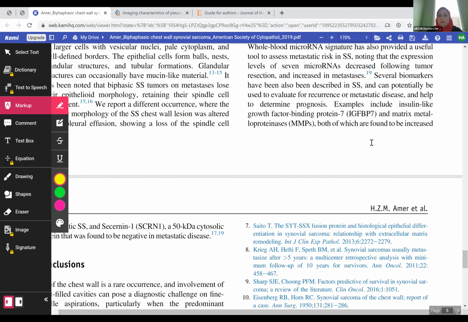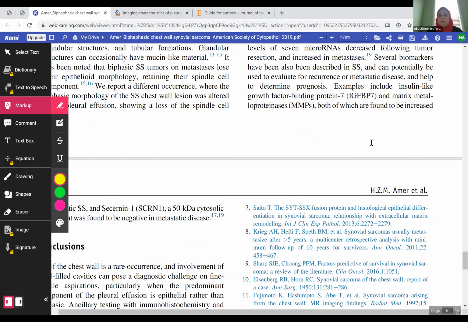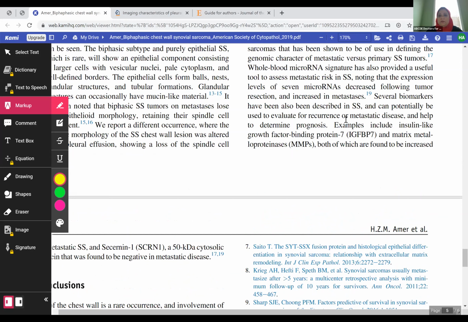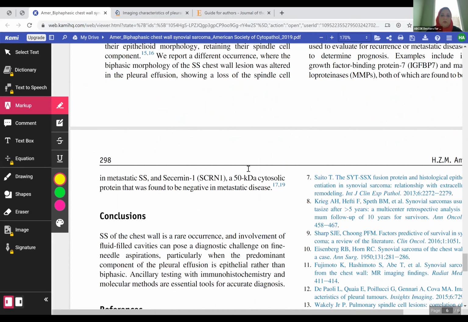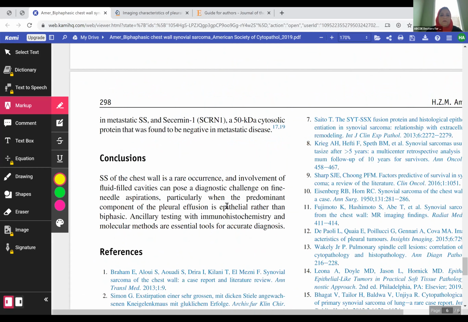Biomarkers that may be used, these ones are not that common, but they could potentially be used to evaluate recurrence or metastatic disease and help determine prognosis. The examples include blah, blah, blah, blah, blah. Conclusion. All right, so what's the conclusion? Synovial sarcoma is a rare occurrence, and involvement of the cavities can pose a diagnostic challenge, and ancillary testing with immunohistochemistry and molecular are essential tools.